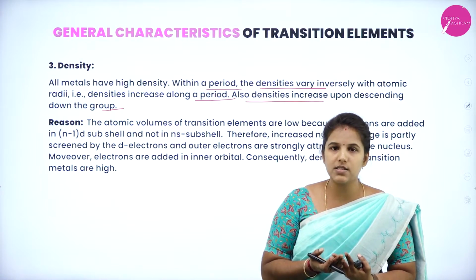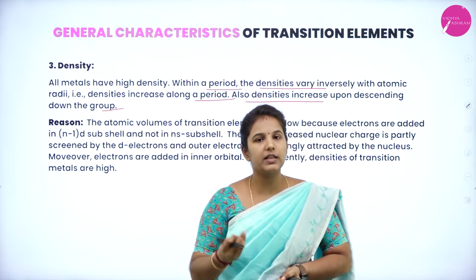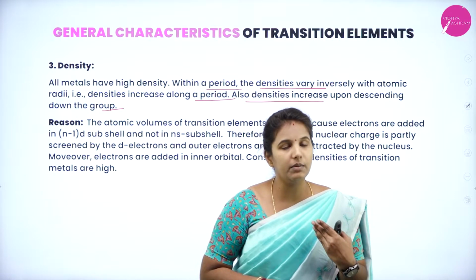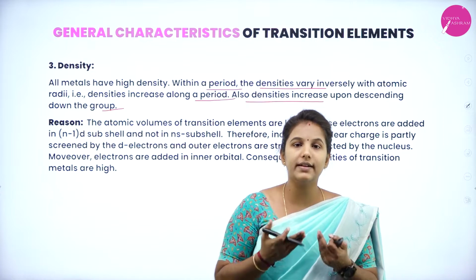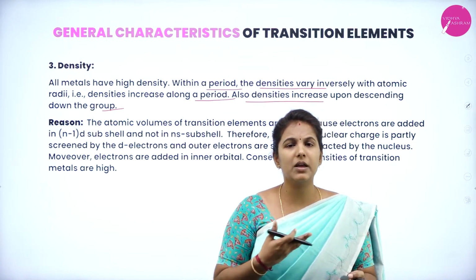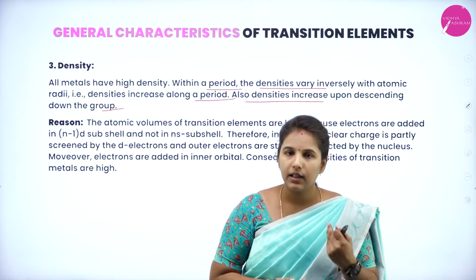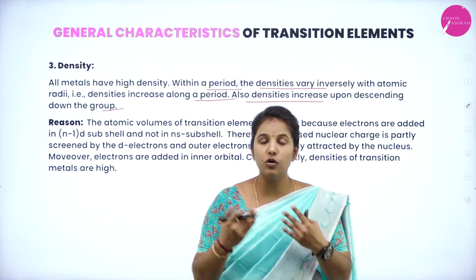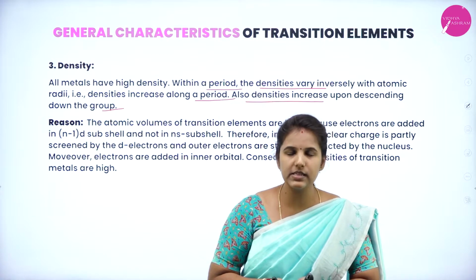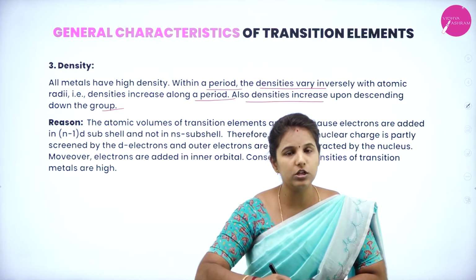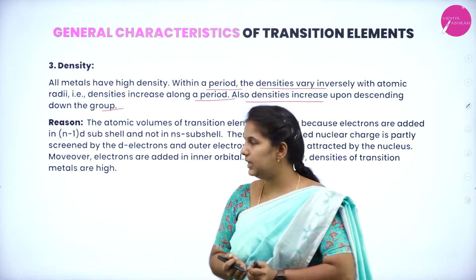As we have already understood, these d block elements are nothing but metals. Even though they are metals, they are very hard. Is it right? That is why their density is also high, because of the high mass. Yes. That is why, as we move left to right in the periodic table, the density increases. But as we move down the group, the density decreases.